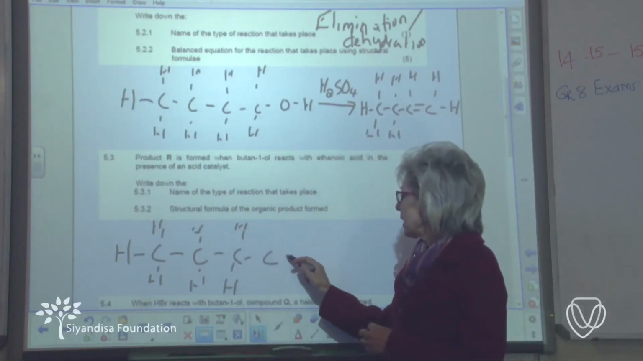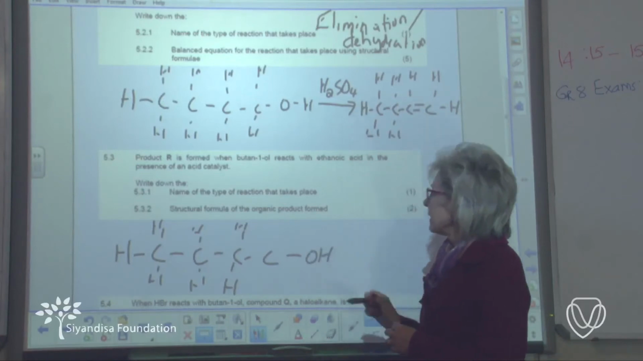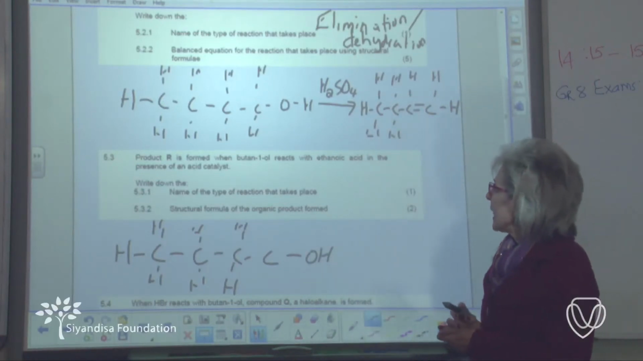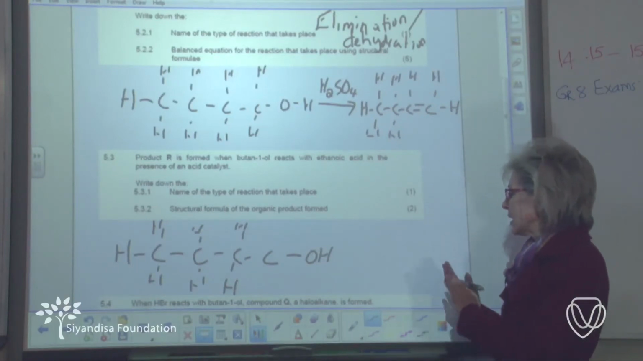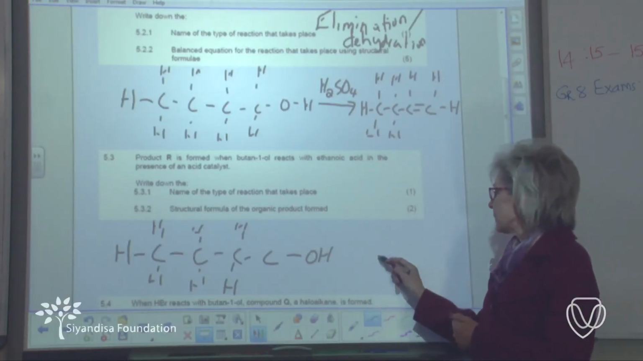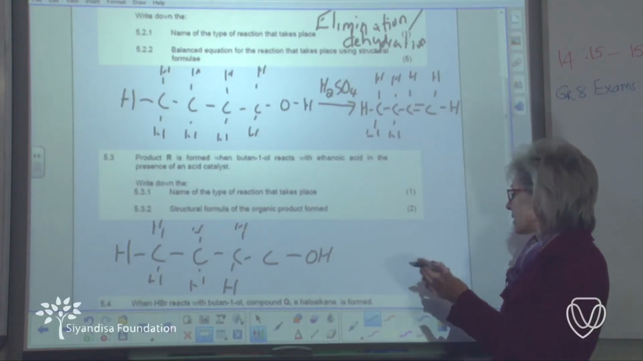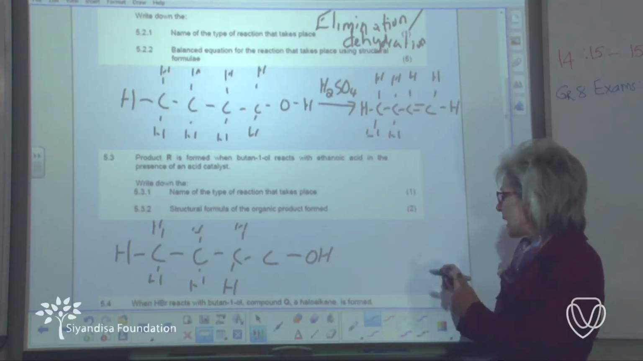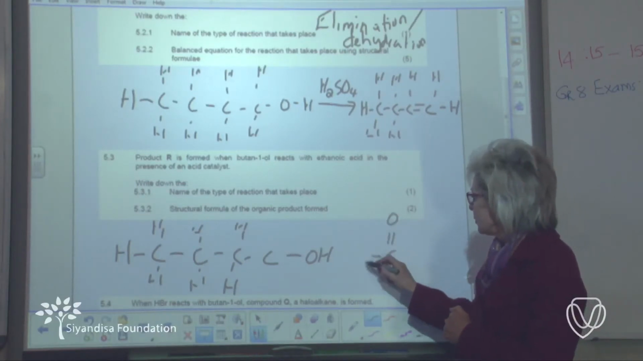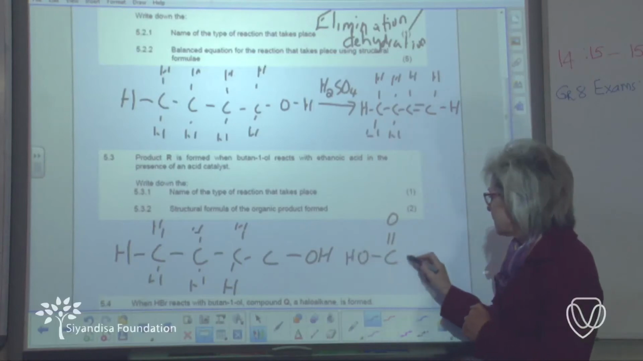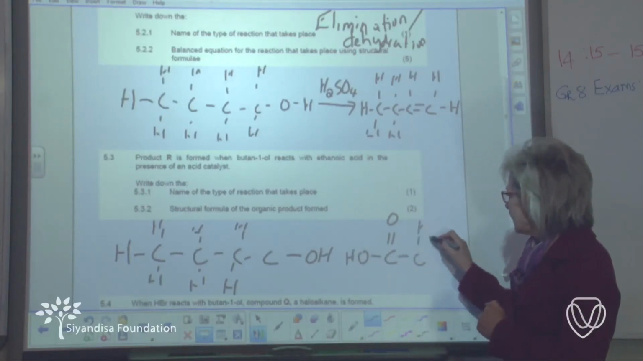And now we had OH here. And then for the acid, we had ethanoic acid, and I find it easier to write the mirror image of the acid because we usually put the carboxylic group on the right-hand side. So for this type of reaction, I find it easier to turn it around. So that would now be ethanoic acid.